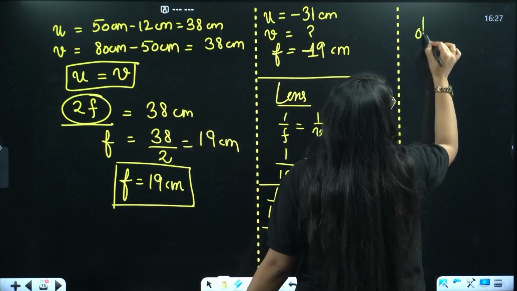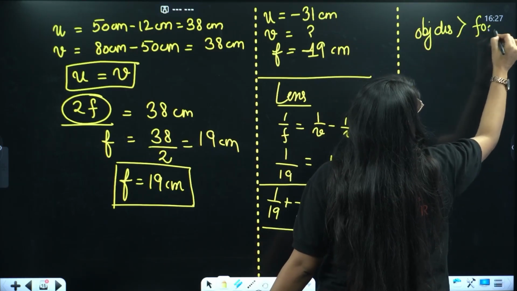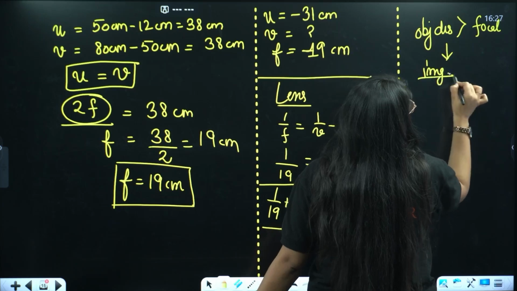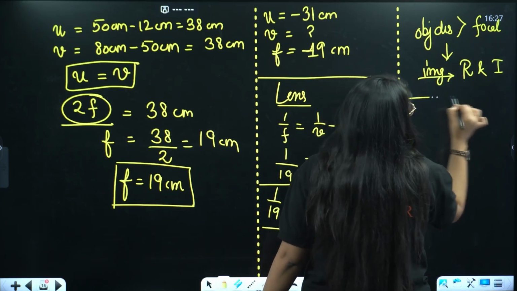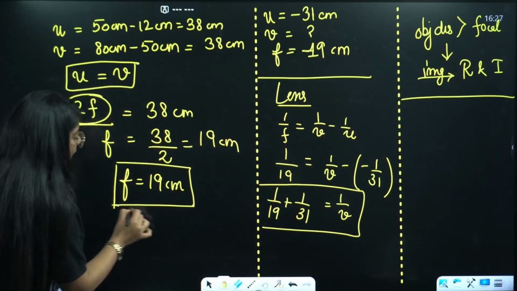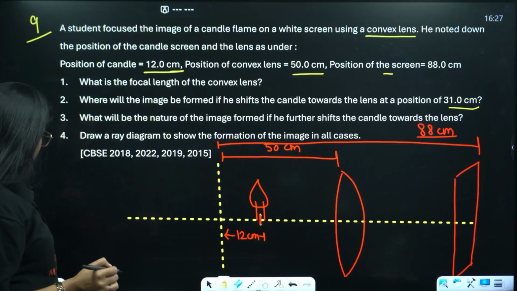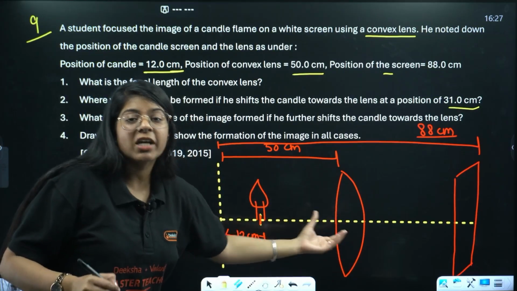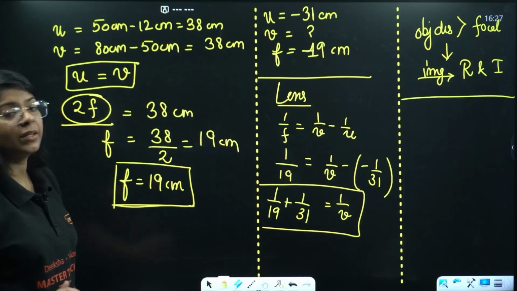If the object distance is more than the focal length, then the image will be real and inverted, right? Even in the first case, the focal length is 19 centimeter, but in this case the distance between object and lens is more than focal length, right? So we make a real and inverted image.